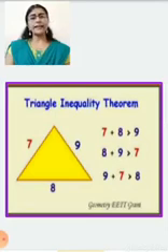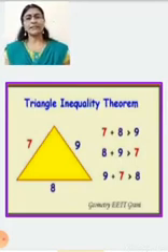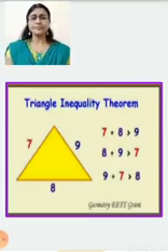We are going to add each pair of sides and find out whether we get a sum bigger than the third side or less than the third side. First combination, 7 plus 8. 7 plus 8 is how much? 15. And 15 is greater than 9.